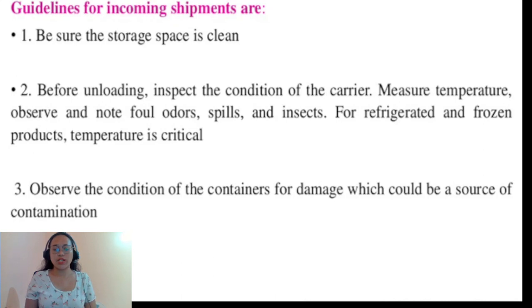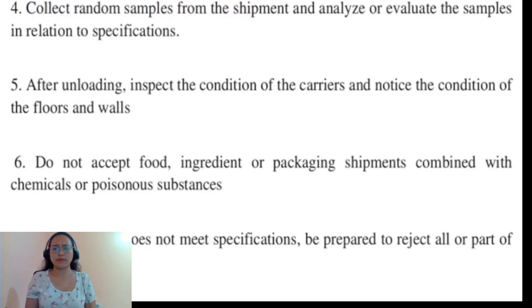Third, observe the condition of the containers for damage, which could be a source of contamination. Fourth, collect random samples from the shipment and analyze or evaluate the samples in relation to specifications. Fifth, after unloading, inspect the condition of the carriers and notice the condition of the floors and walls. Sixth, do not accept food, ingredient, or packaging shipments combined with chemicals or poisonous substances. Seventh, if the shipment does not meet specifications, be prepared to reject all or part of the load.